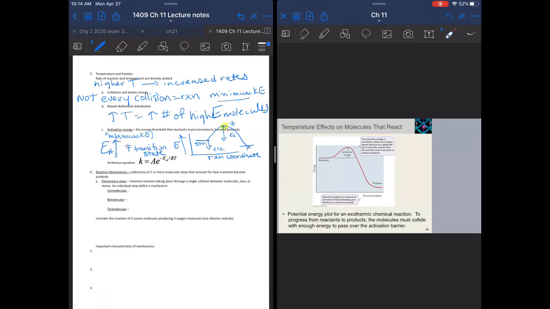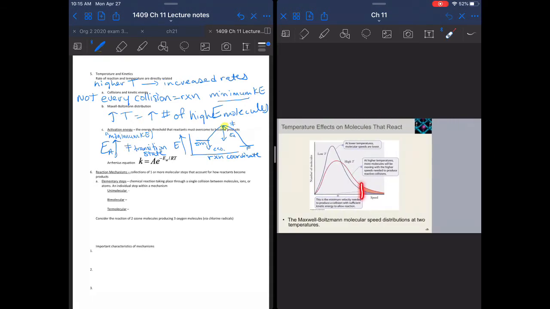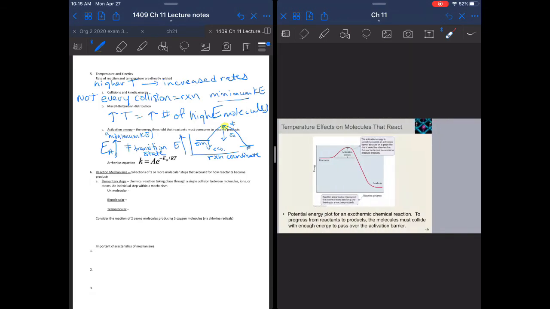That high energy area is like right when you're in the middle of the bonds breaking or forming. You can't isolate them. They only exist very briefly, but they're always higher in energy than either the reactants or the products. And so that's that minimum threshold energy that corresponds to this line right here. So if you have molecules with enough energy that when they collide, they can get over that barrier, you will have a reaction.